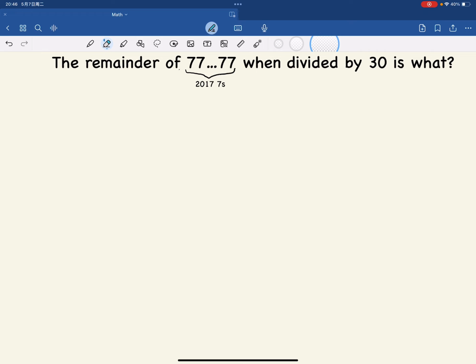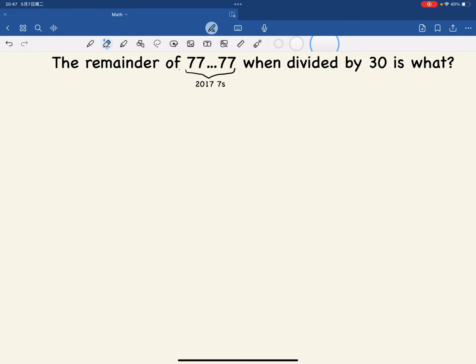And today I have brought you a new MCA preparation problem. This time the problem is not anything about logical reasoning, and it's all about utilizing the division properties of different numbers. The problem asks for the remainder of a number that consists of 2017 sevens when it's divided by 30. So your first thought might be that we can just solve this problem by finding the patterns of different amounts of sevens divided by 30.